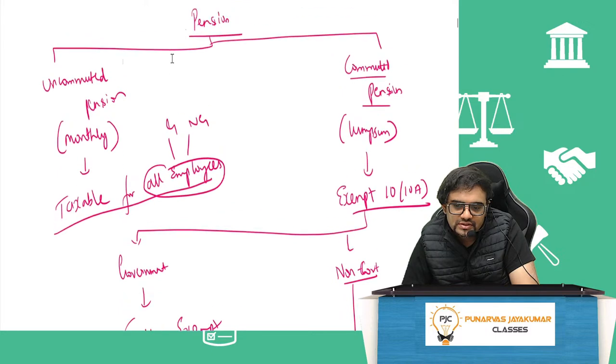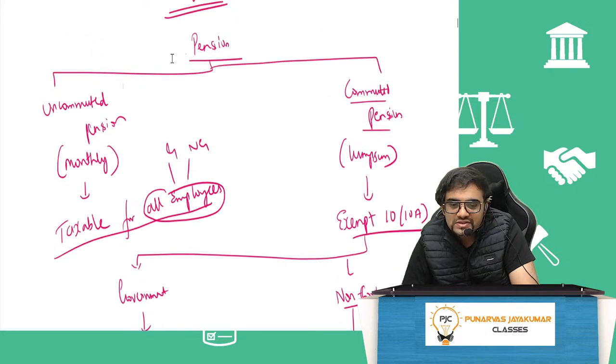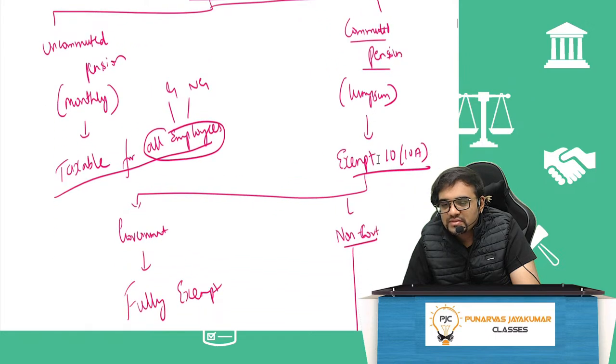I remember for my dad, we did the calculation when he was 60 years. We commuted, I think, 60% because that is fully exempt, he was a government employee. But now he's getting some 1.5 lakhs every month. That is uncommuted. Should he pay tax on that? Yes. Uncommuted pension, monthly, is taxable for all employees. Commuted pension lump sum is exempt under 10(10A).